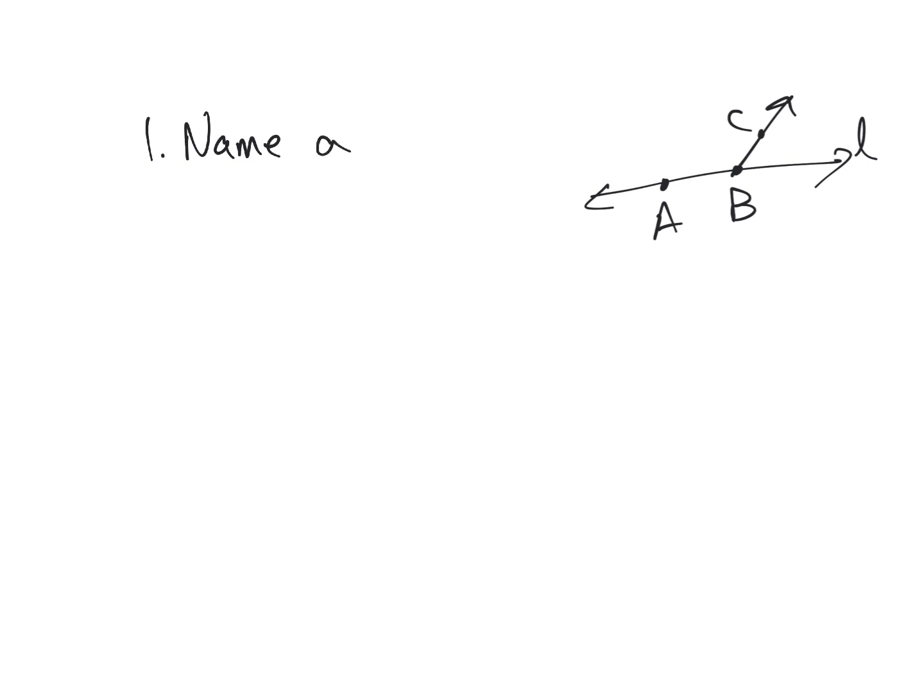Name a line. All right, so I'm going to stop after each instruction, give everybody a chance to do it. So there are plenty of answers here. You could have said line L. And if you're just going to say the L, then you have to have the word line. Okay, and I'm not going to count it wrong, but I'm trying to make you better. You also could have said AB or BA. All right, number 2.